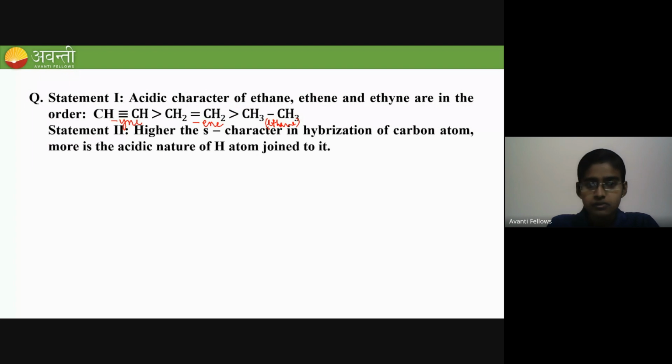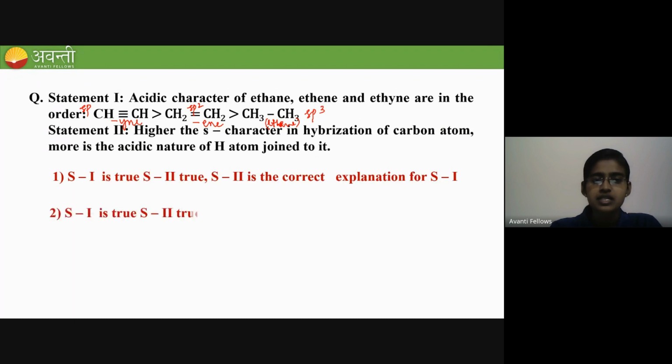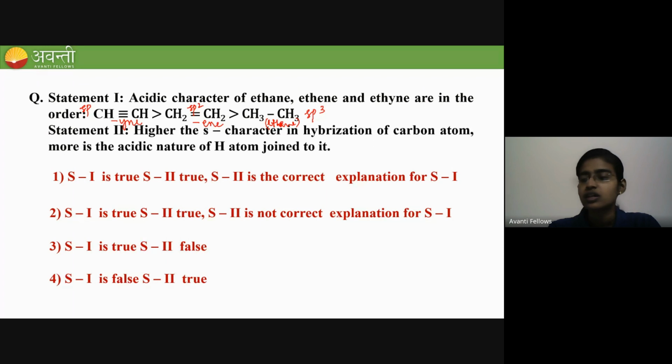So, if it is ethane, the hybridization is sp3. If it is ethene, the hybridization is sp2. If it is ethyne, the hybridization is sp. Now, you have to find out the correct answer by seeing these two statements. Four options are given to you. I will give you 15 to 30 seconds to solve this question. Try to give me the correct answer in the chat box. Tell me whether it is option 1, 2, 3 or 4.